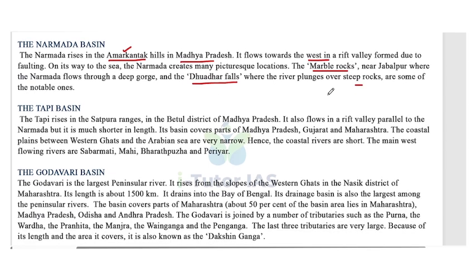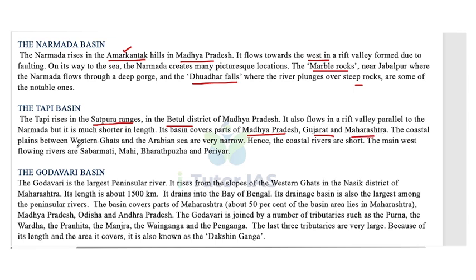Next is the Tapi. The Tapi rises in the Satpura ranges in the Betul district of Madhya Pradesh. It also flows in a rift valley parallel to the Narmada, but it is much shorter in length. Okay, so the Tapi is also flowing to the west, parallel to the Narmada river. Its basin covers part of Madhya Pradesh, Gujarat and Maharashtra.